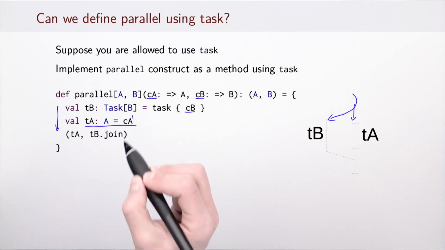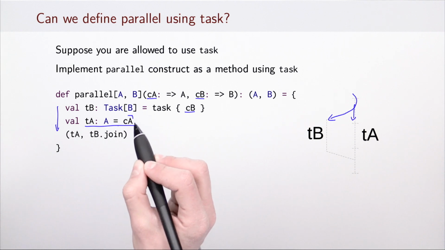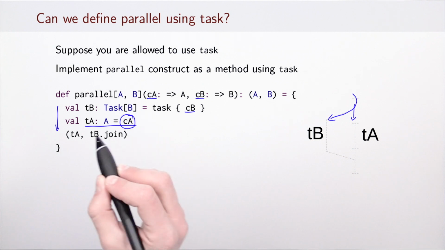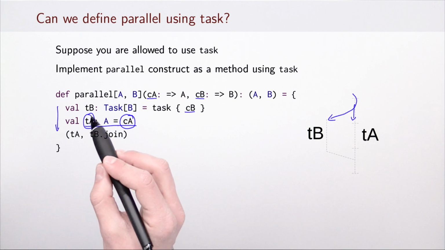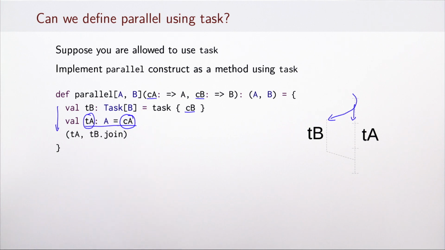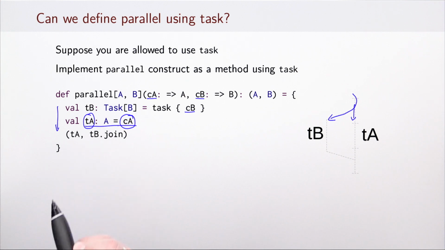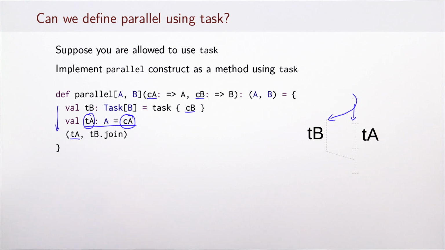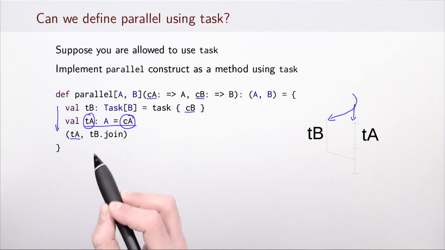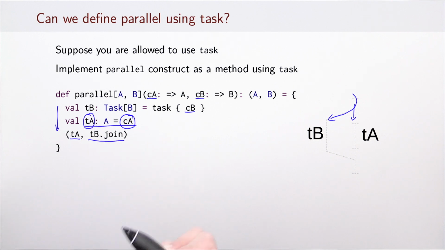So remember, CA is a call by name parameter. So we are actually here evaluating it and storing the result in TA. The fact that TB is a task, whereas TA is just a value, reflects the fact that by the time we use TA, it will be computed. So we are going to return TA as the first component of our pair. And then for TB, in order to obtain the actual value, we need to call tb.join.